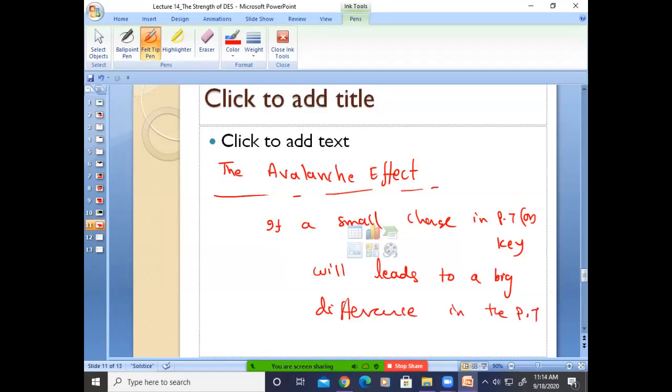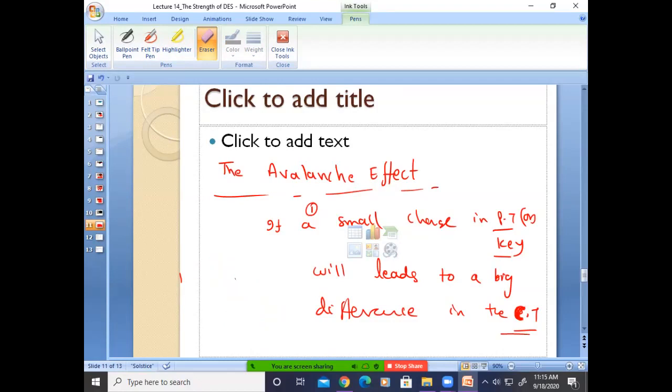Okay, so even if there is a small one bit change in the plain text or one bit change in the key, it will cause so much difference in the ciphertext. Is this clear? The avalanche effect. If there is a small change in the plain text or key, that leads to a lot of difference in the ciphertext. Because we know in the DES algorithm there are 16 rounds, right? So as they go through each round, with so many permutations, combinations and substitutions, there is a lot of difference in the ciphertext. That is called the avalanche effect.